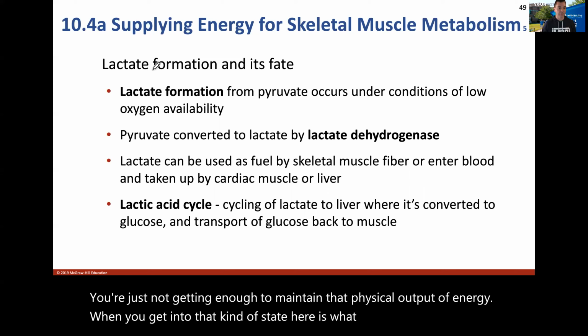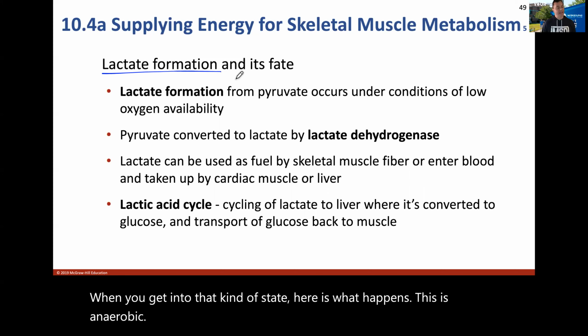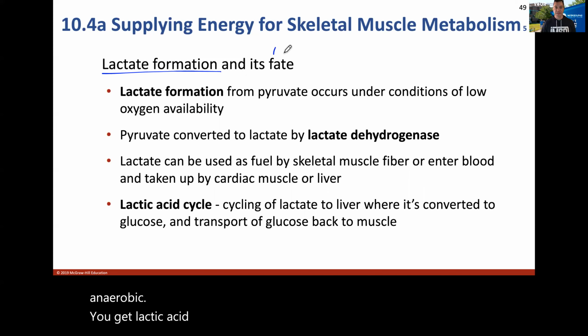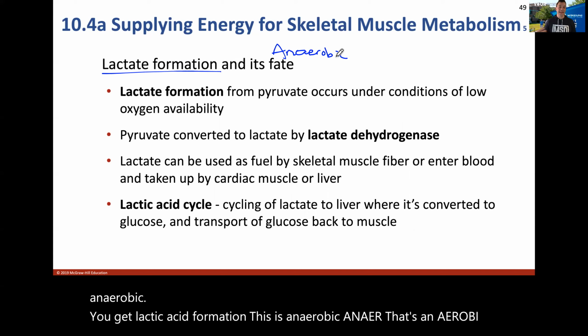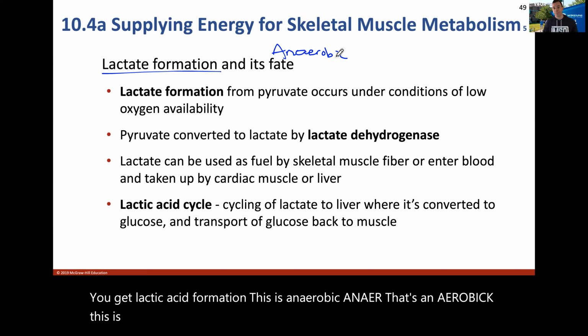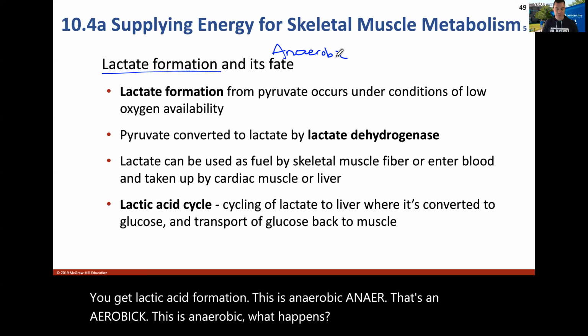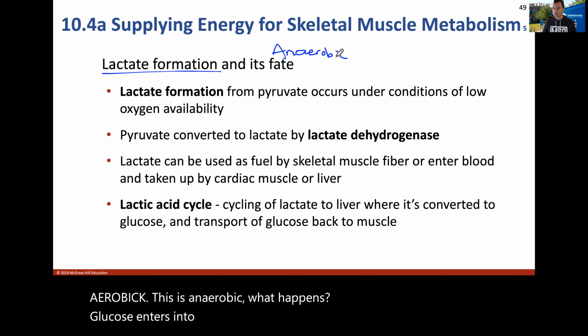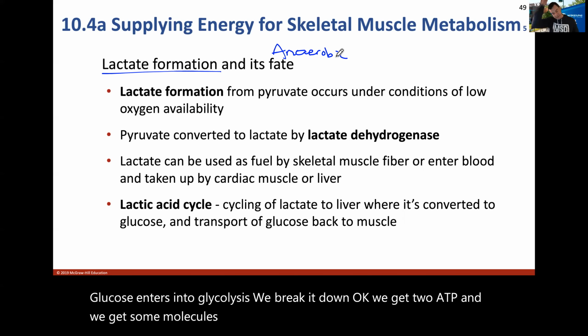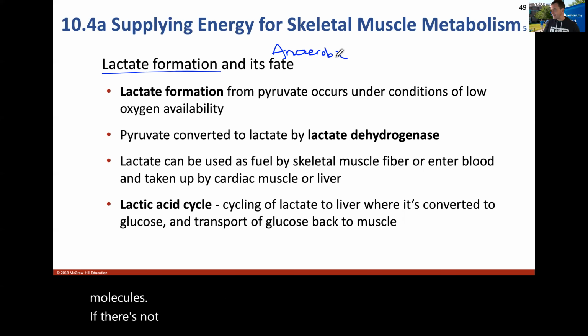This is anaerobic, okay? You get lactic acid formation. Anaerobic, A-N-A-E-R, that's an A, versus A-E-R-O-B-I-C, okay? This is anaerobic. What happens? Glucose enters into glycolysis. We break it down, okay? We get 2 ATP, and we get some molecules of NADH, like I said, and we get our 2 pyruvate molecules. Well, if there's not enough oxygen present, I can't get into the door of the mitochondria. So that pyruvate starts to accumulate.